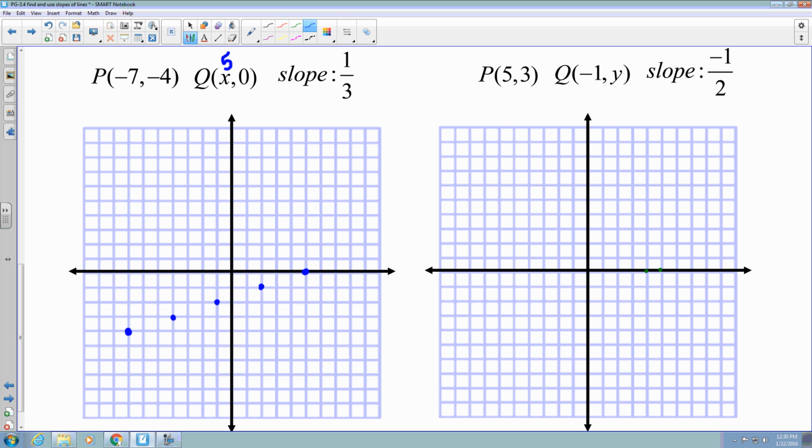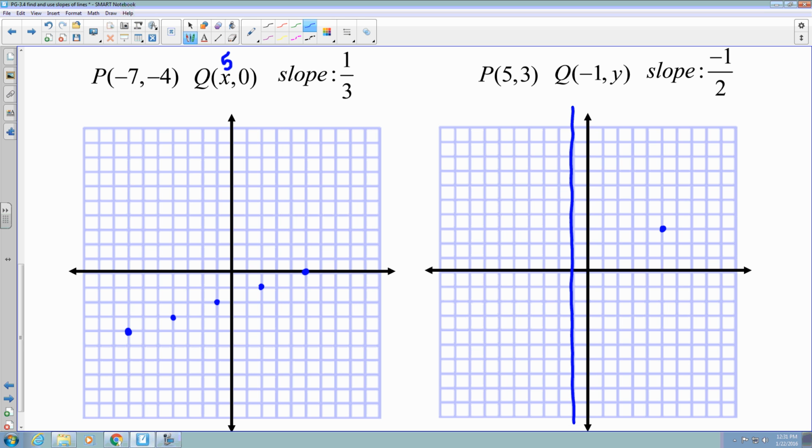Okay. I look over here, I got a point of 5 comma 3. Let me erase this. 5 comma 3, 1, 2, 3, 4, 5, up 3, 1, 2, 3. Plot that point. And I have a slope of -1 comma 2. And they're telling me that my x value is -1, so -1 is right here.